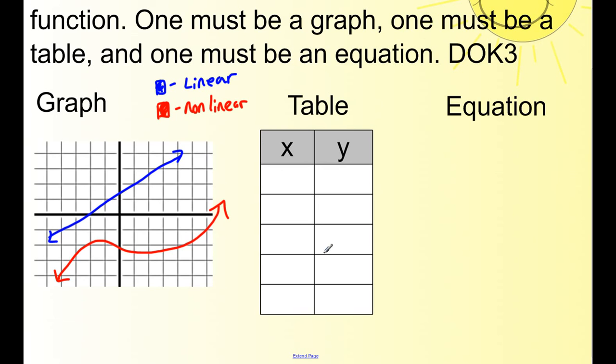All right? I'm going to skip the table for right now. Equation. So a linear equation would be any equation in the form y equals mx plus b. So y equals 3x plus 5. That would be linear. A non-linear equation is just an equation you cannot write in that form. So if you throw some other exponents in there, like y equals 4x squared plus 3x minus 7, you can't write that in slope-intercept form, which means this is non-linear.